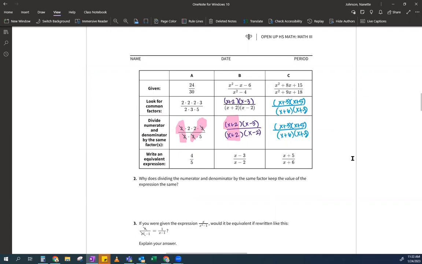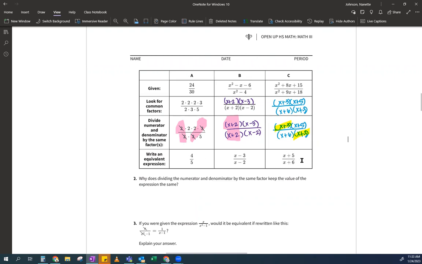Anybody see anything that we could do here? Yeah, those x plus 3s, Miss Johnson, those two. People like to use the word cancel. I don't like the word cancel because cancel could mean 0 to someone. Cancel could mean different things. So I say I see ones, right? And because it's times 1, I don't need to write it. So there's my answer. This should make complete sense to you.